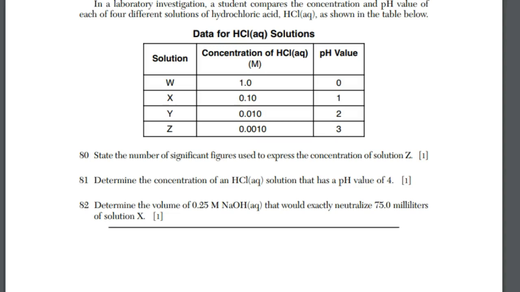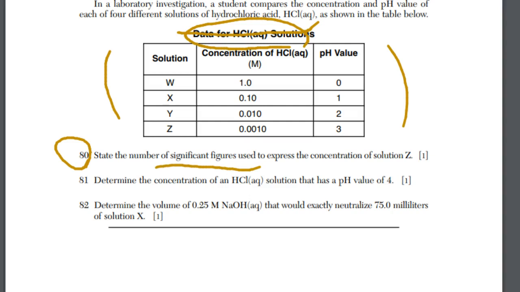Okay, here's a couple of questions. You're told that you have an acid, HCl. Here it is, right, and it's up here too. Here's some concentrations of different solutions and pH values. The first one actually has nothing to do with acids and bases. It's asking about sig figs. Oh, sig figs all of a sudden is showing up again.